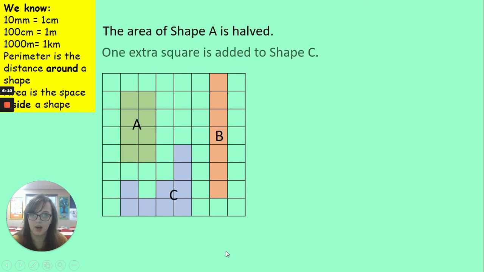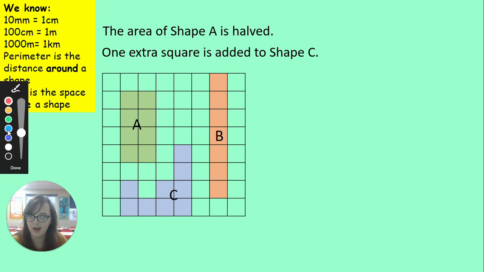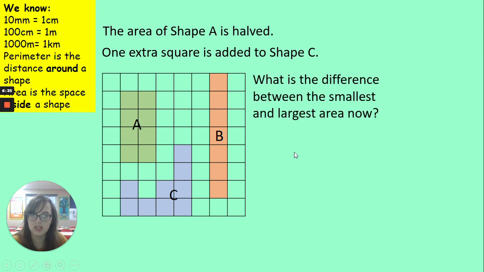Okay. Here's another problem now. So the same shapes as before, but this time the area of shape A is halved, and we know halved means split into 2 equal parts. So we're left with just half, just this half here. 1 extra square is going to be added to shape C. It could be added anywhere. What is the difference between the smallest and largest area now?